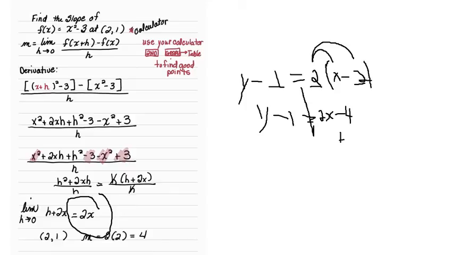And now we're going to add the 1 and the equation of the tangent line at the point 2, 1 of the parabola is y equals 2x minus 3. And there you've got it.